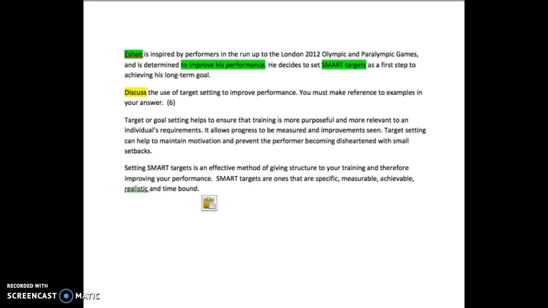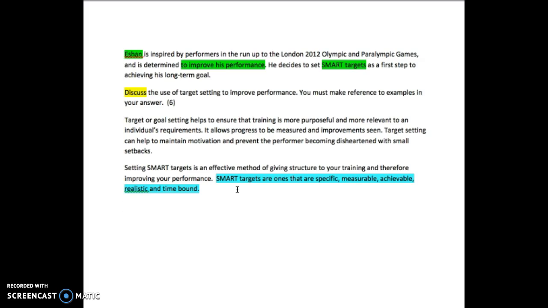So here it is. Setting SMART targets is an effective method of giving structure to your training and therefore improving your performance. And now this next sentence gets me a few marks straight away because I've identified the key words in the spec. SMART targets are ones that are specific, measurable, achievable, realistic, and time-bound. Okay, so with that bit of information there, I should have hit some points quite quickly.